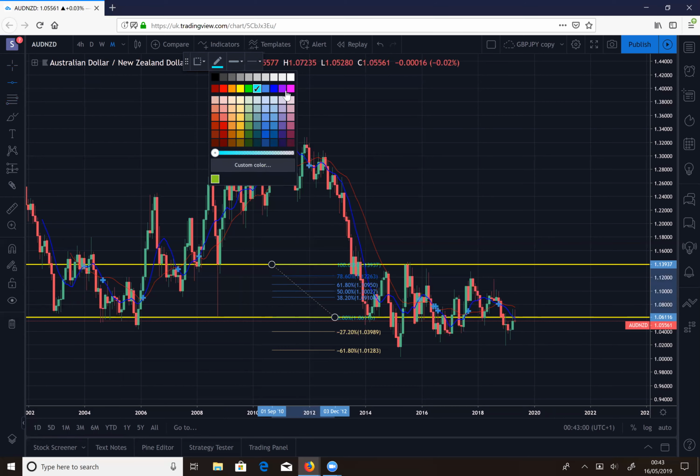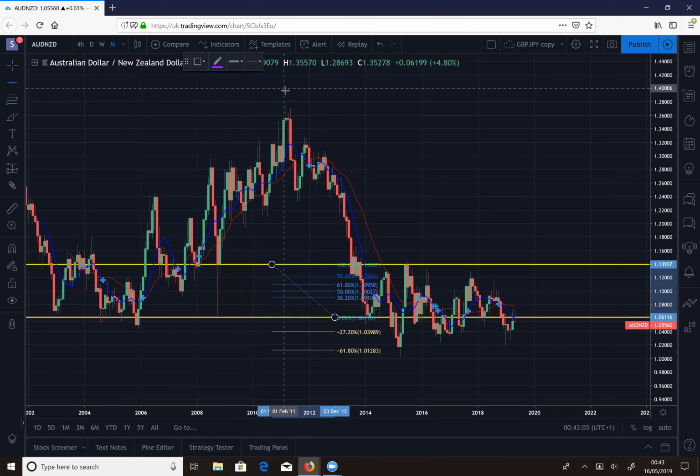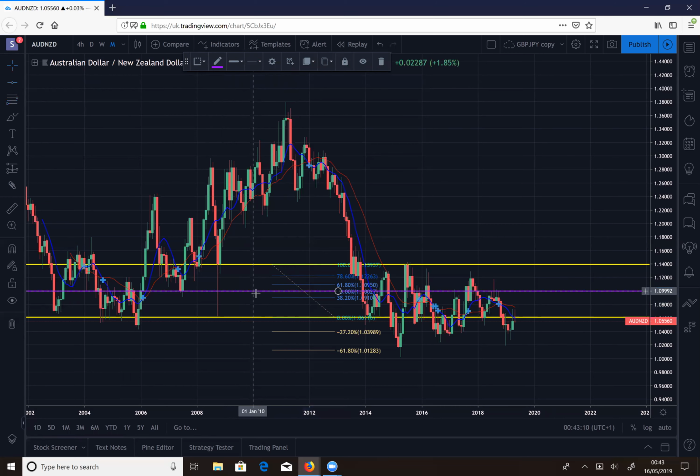I don't like blue. I like purple. Okay then, so I got my first levels here. Am I happy with them? I am extremely happy with them.